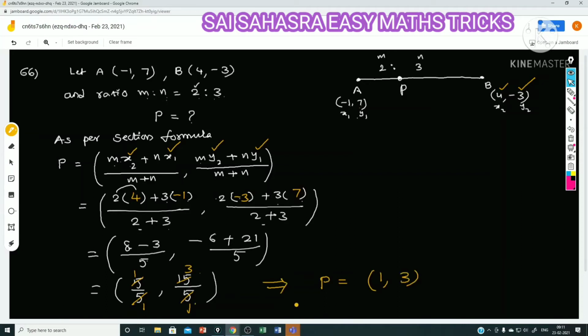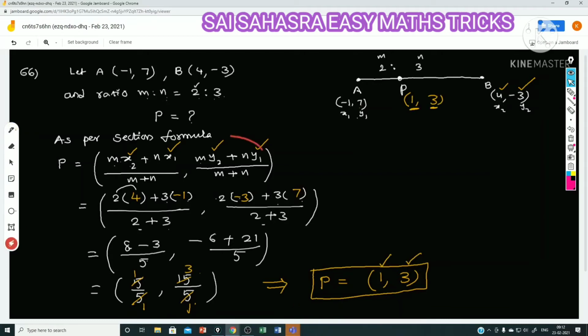So this is the dividing point coordinates. So here the x coordinate is 1, the y coordinate is 3. So find the coordinates of the point. So the coordinates are 1 comma 3. So x coordinate is 1, y coordinate is 3.